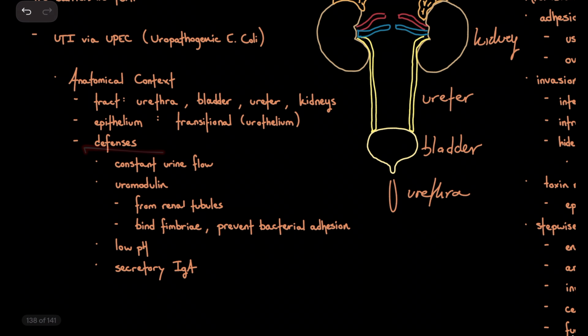So what are some of the defenses that the barrier itself gives? Well, we talked about this. It's pretty logical. Constant urine flow. You urinate a couple times a day. So that is going to flush out any opportunistic invaders that are trying to shoot up the flow. You also have a cool compound called uromodulin, and that's secreted from your kidney tubules, and the cells up here. And what they do is they bind fimbriae, and that prevents adhesion.